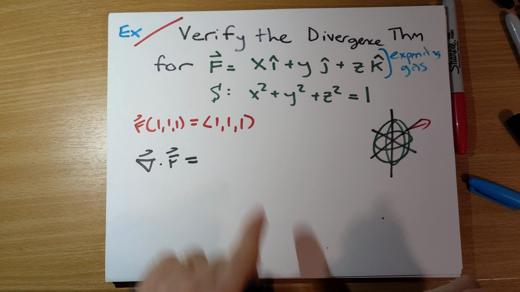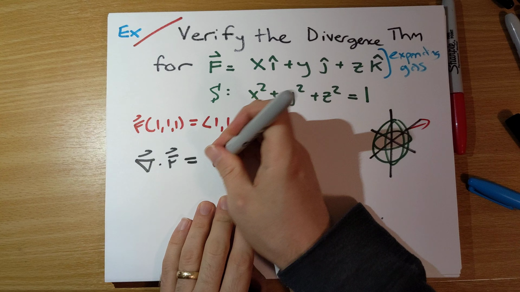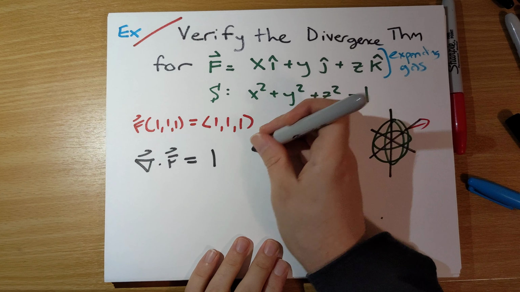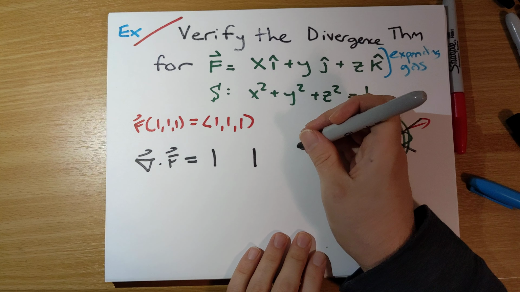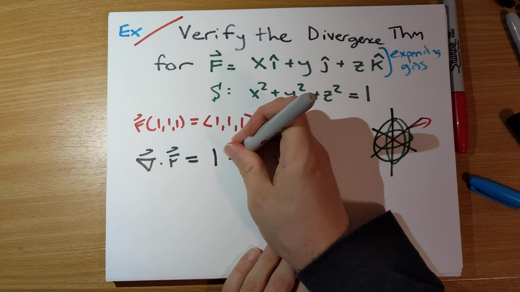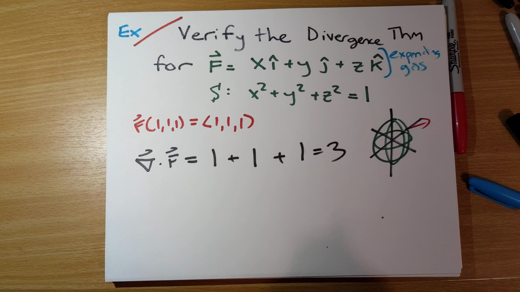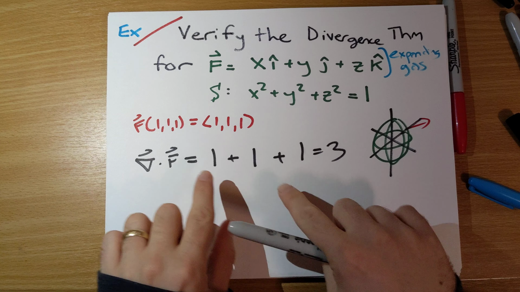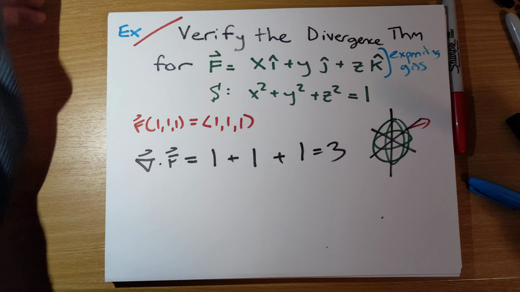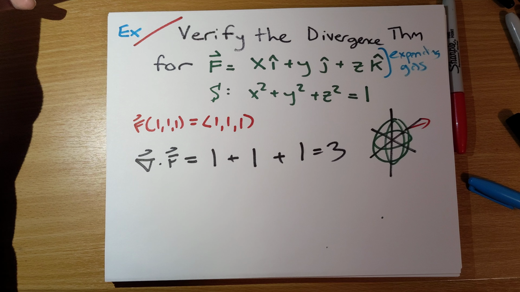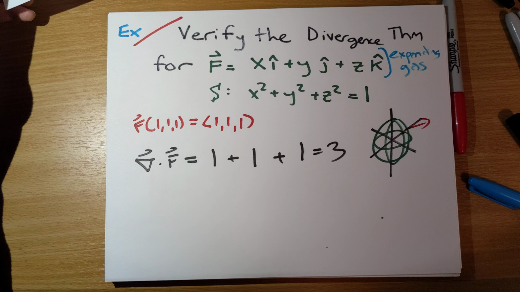And what do we end up with here? The x partial derivative of x is 1. The y partial derivative of y is 1. And the z partial derivative of z is 1. And so add all of this up, we get 3 as the divergence. Things are expanding outward because the divergence is positive. And let's see here. So we've got the divergence. Now it's time to actually do some calculations.